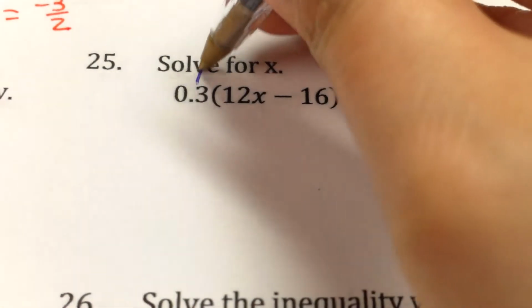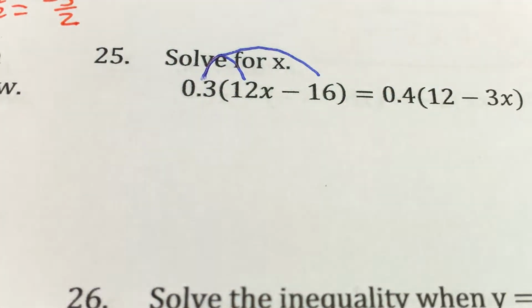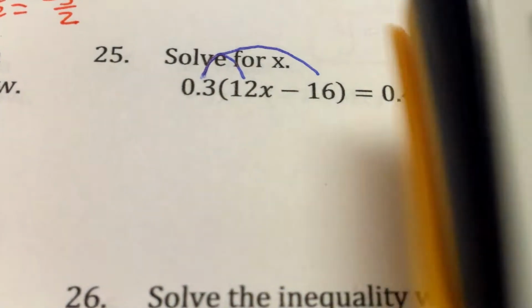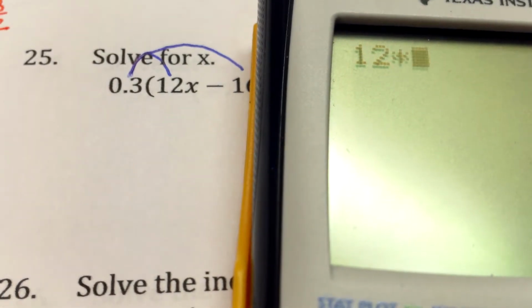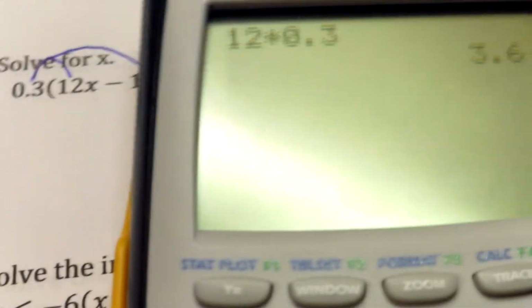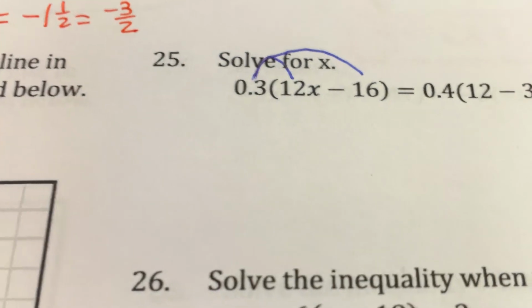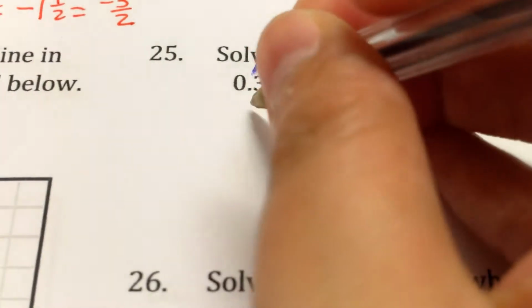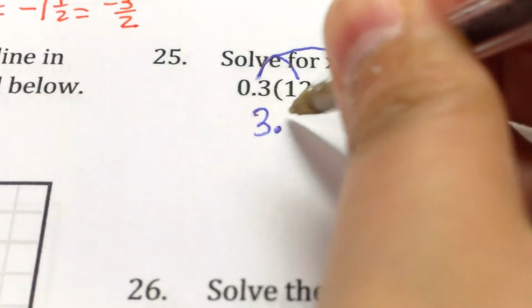So we're going to be distributing by multiplying. So 0.3 times 12. You can use the calculator for that. You end up with 3.6, which makes sense because 12 times 3 is 36, and then you just move the decimal over once. So that's 3.6x.